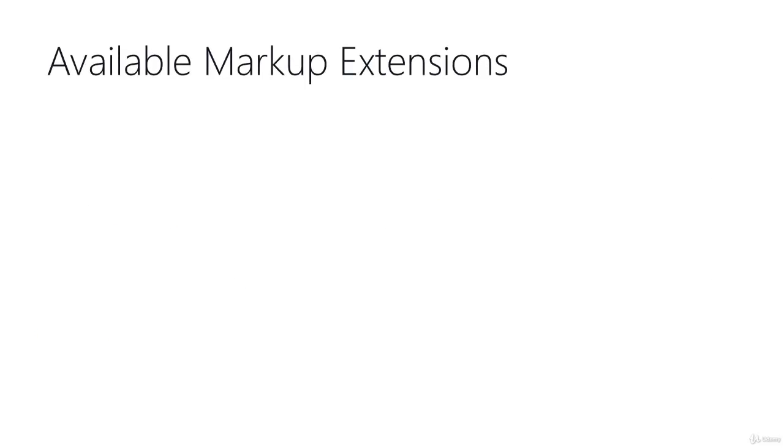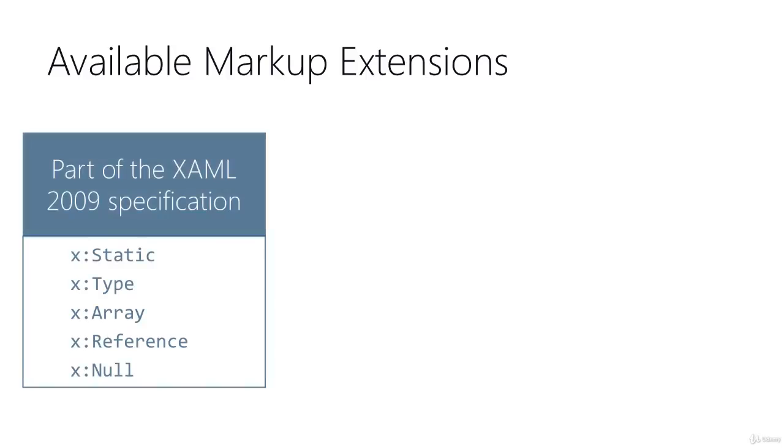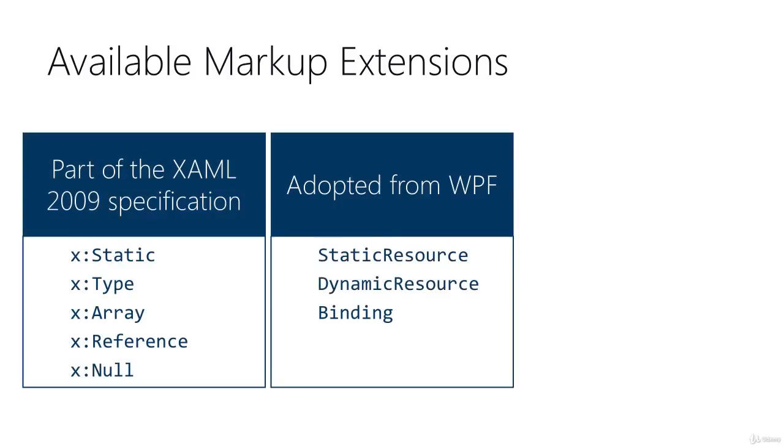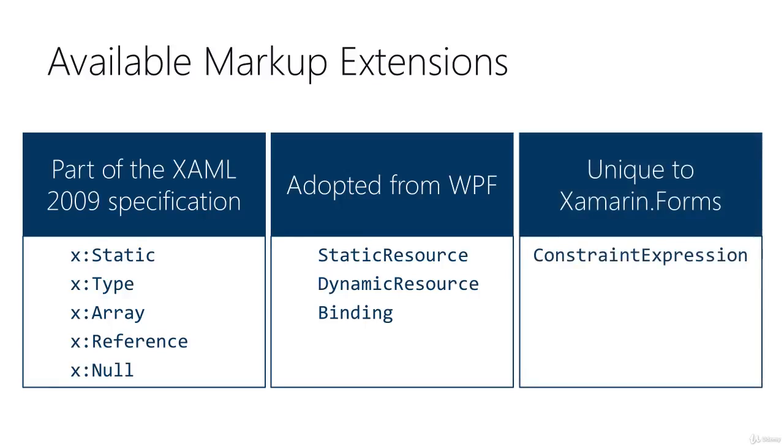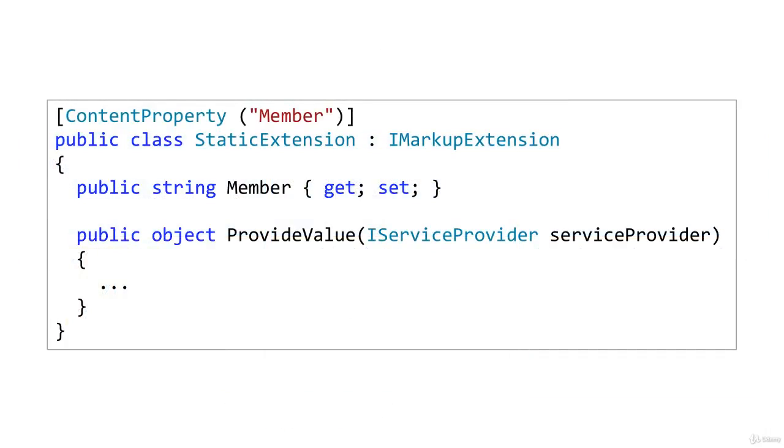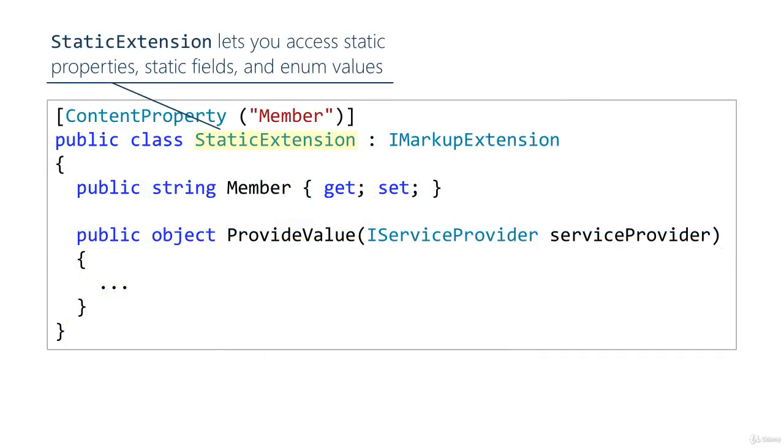There's several markup extensions that are predefined by Xamarin Forms. Some of them come from the XAML spec, some come from WPF, and then there's one that's unique to Xamarin Forms. In this section, we're going to talk about those 3, and a few of the other ones are covered in later sections. The first one we're going to do is static extension. The idea here is you have a symbolic constant in your code behind, and you'd like to write XAML that's going to reach into the code behind and access one of those symbolic constants. And it could be a static property, a static field, or any new value.